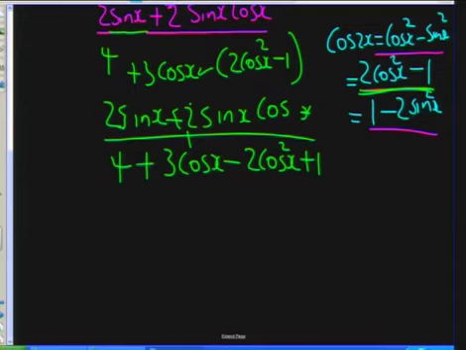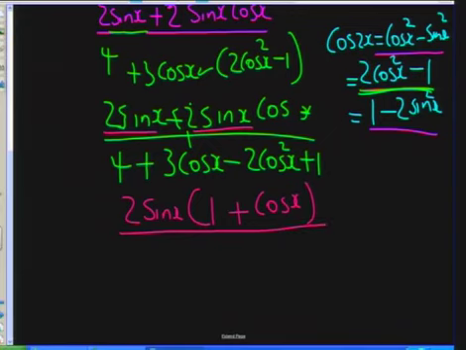I think on top here, I can try to factorize. What is a common factor? I see a common factor, which is 2 sine x. I can take out a common factor there, which is 2 sine x bracket. What is left? 1 plus cos x. Then on the bottom, I can add my like terms. I keep this first, which is minus 2 cos x squared plus 3 cos x, and 1 plus 4, I get 5.